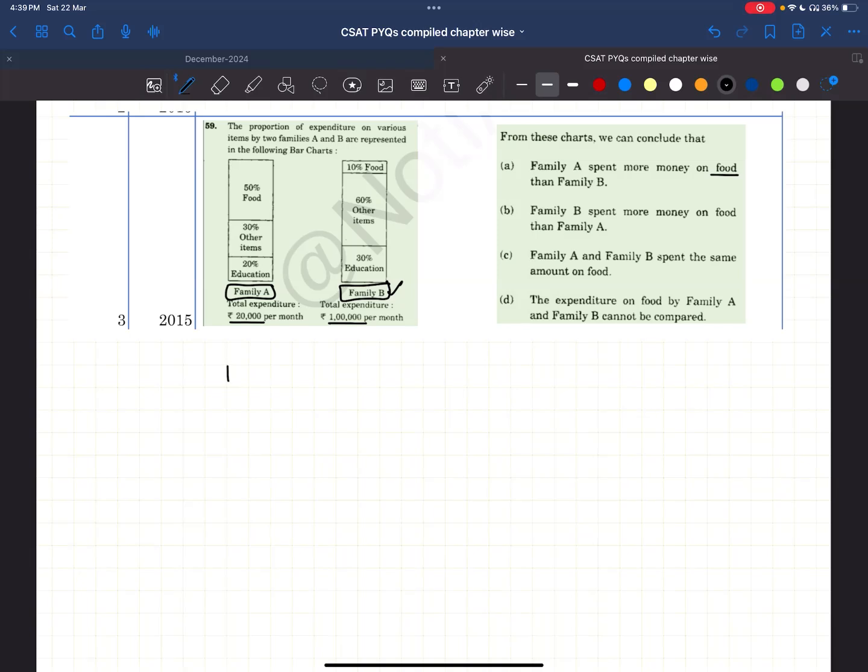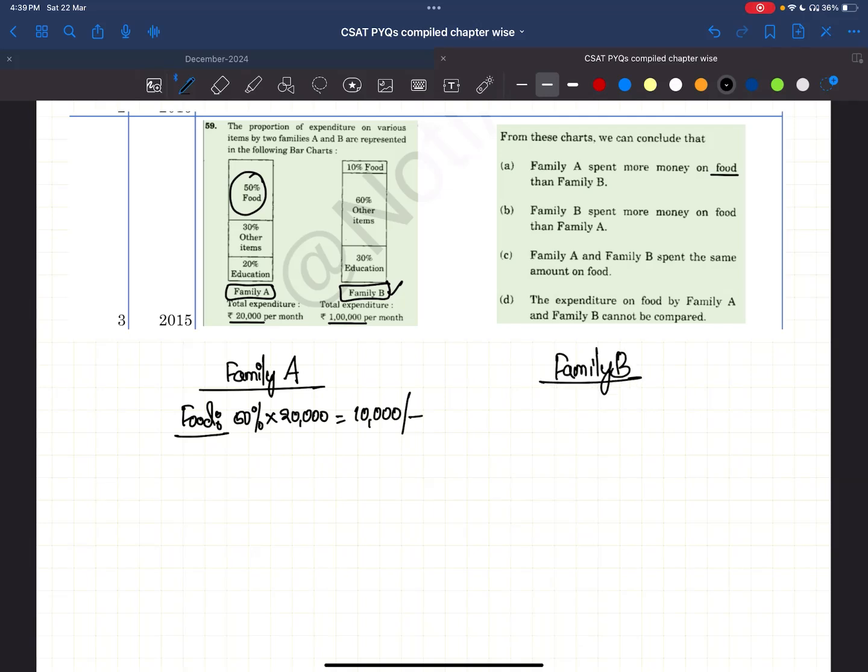Now, notice family A's expenditure on food. Okay. What is the expenditure on food? 50%. 50% of what? Total expenditure, that is 20,000. It will be 10,000 rupees, right? Similarly, for family B, what is the expenditure on food? It is only 10% of its total expenditure. That means 10% of 1 lakh. That is also 10,000 rupees, right?